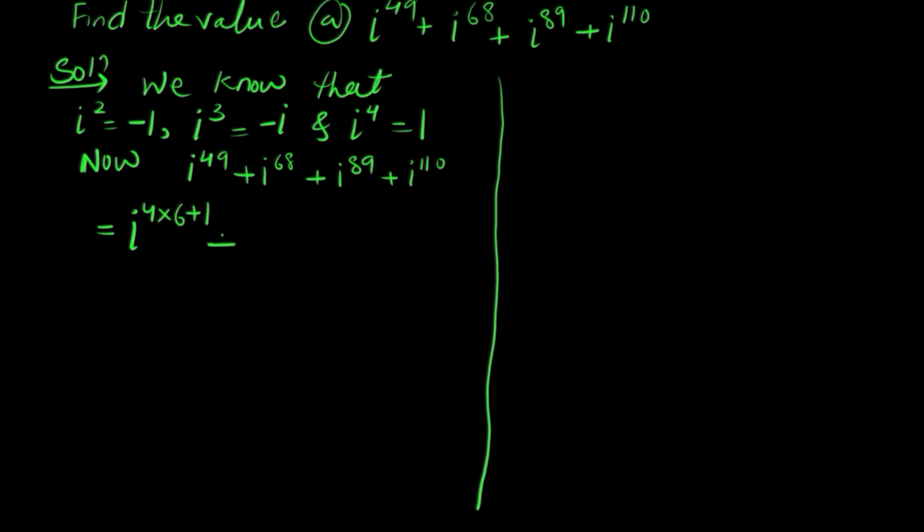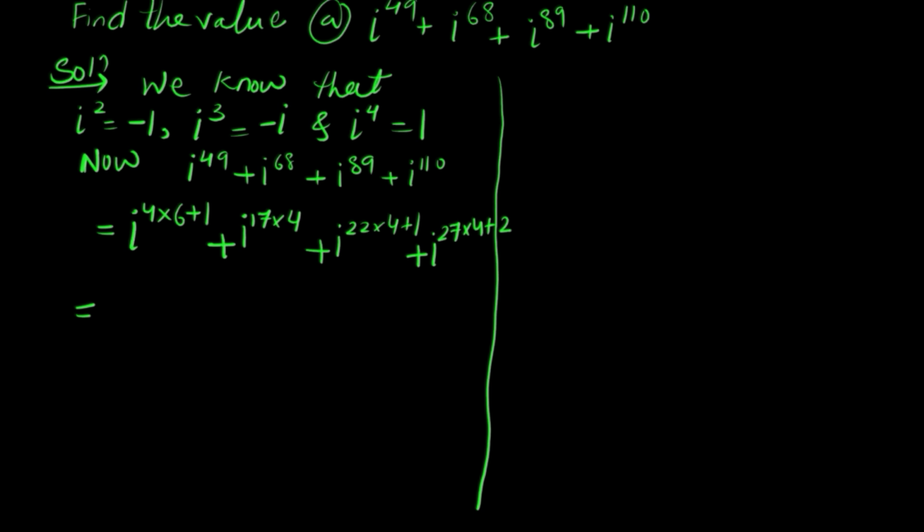Similarly, 68: 17 fours are 68. Then i raised to 89 is 22 into 4 plus 1. 22 fours are 88, 88 plus 1 is 89. Now the last one, 110: i raised to 27 into 4 plus 2. 27 fours are 108, plus 2 is 110.